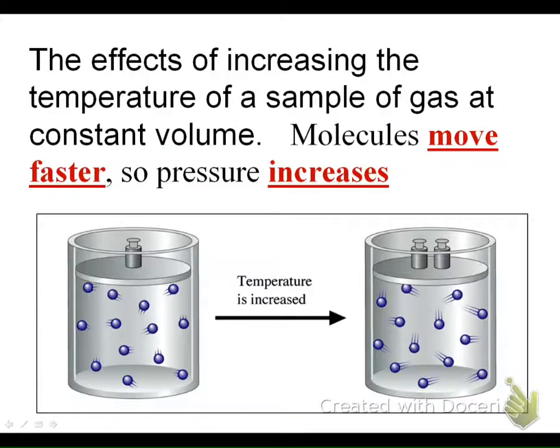Again, with the effects of increasing the temperature of a sample of gas at constant volume, the molecules move faster, so the pressure increases. Here we've got a fixed volume, which is important. With Boyle's and Charles' law, we didn't necessarily have a fixed volume. That could be a variable. Because we're talking about temperature and pressure, we know that volume and number of moles are held constant as we review our 4 measurable qualities of a gas.